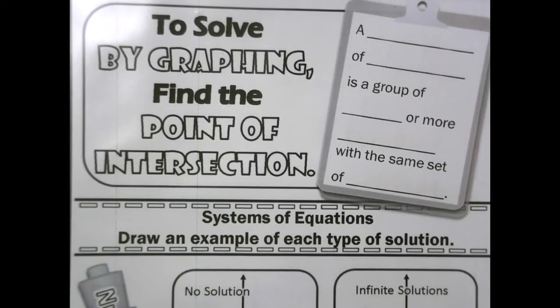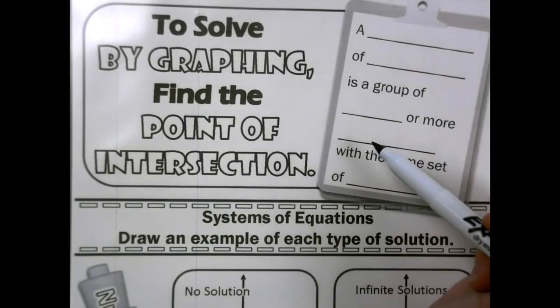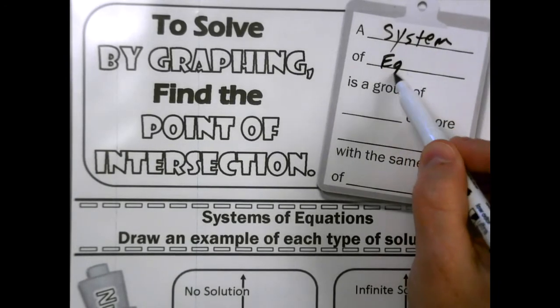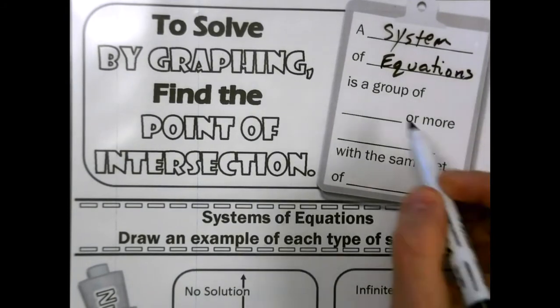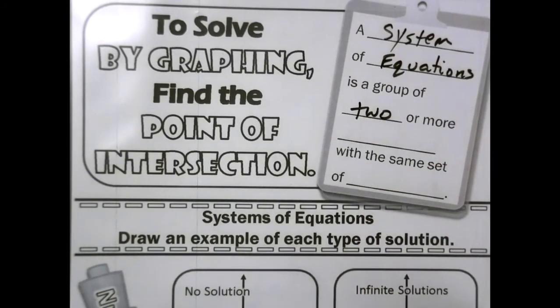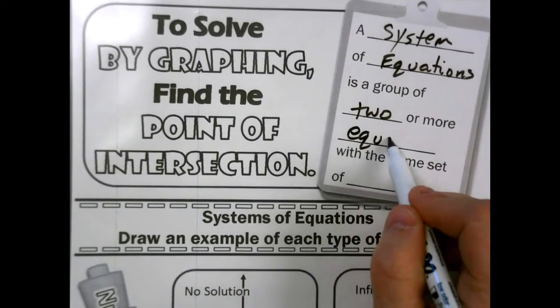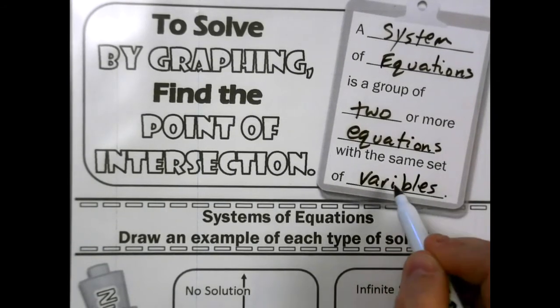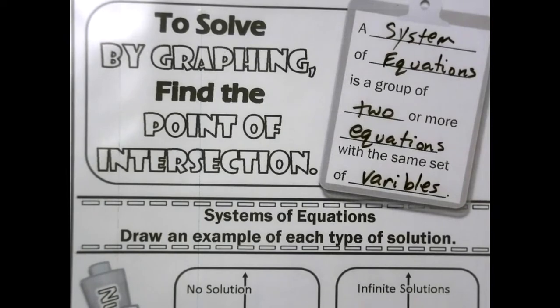Okay? So up here on this clipboard, in these blanks: a system of equations is a group of two or more equations with the same set of variables. They have to have the same set of variables so that they're talking about the same stuff. If they're not talking about the same stuff, then they can't be used to help each other or solve for each other.